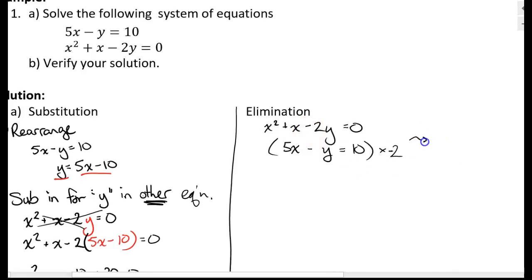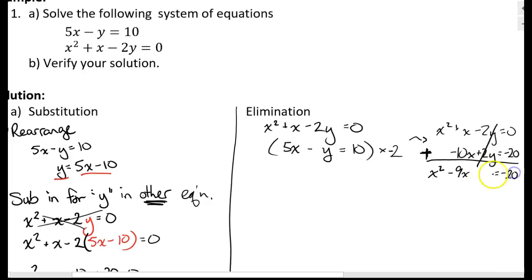So what I'm going to end up with is x squared plus x minus 2y equals 0. But then I'm going to have minus 10x plus 2y equals negative 20. I'm going to add these equations together. What does that allow me to do? Well, it leaves me with x squared. X minus 10x is negative 9x. These guys zero out, and it leaves me with negative 20 over here.